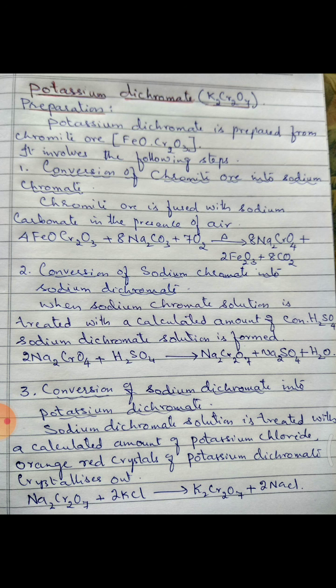That is, the equation is Na2Cr2O7 plus 2KCl gives rise to K2Cr2O7 plus 2NaCl. Now sodium dichromate is converted into potassium dichromate. A solution containing potassium dichromate and NaCl is obtained. This solution is concentrated and cooled. On cooling, orange-red crystals of potassium dichromate are obtained. So this is how potassium dichromate is prepared.